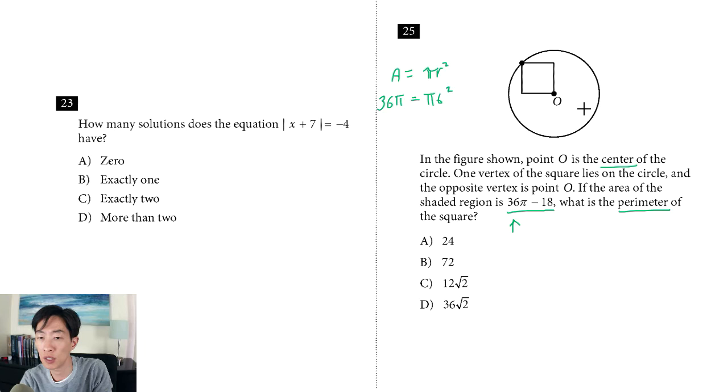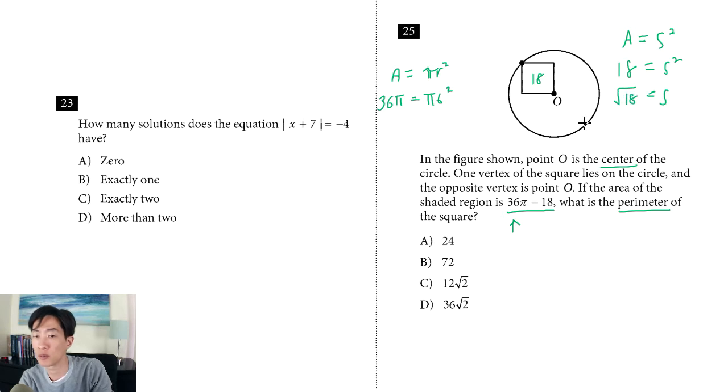And if the area of the shaded region is 36 pi minus 18, then the area of the square is 18. So this is the only piece of information that we need right now. We know the area of the square. They want the perimeter of the square. We all know how to get the area of the square. Area equals side squared. So working in reverse, you know intuitively that one of the sides has to be the square root of 18. Mathematically, it looks like this. The area of the square is 18, square root both sides. You get the square root of 18.